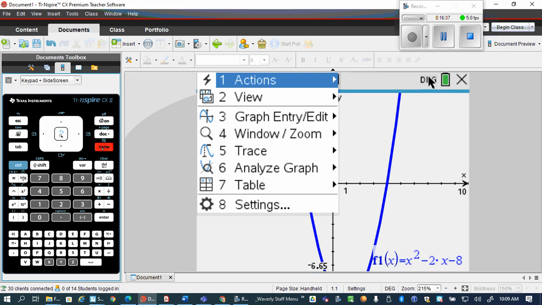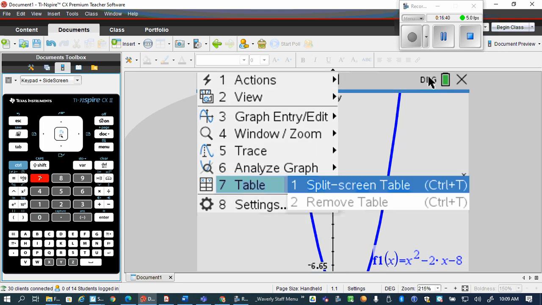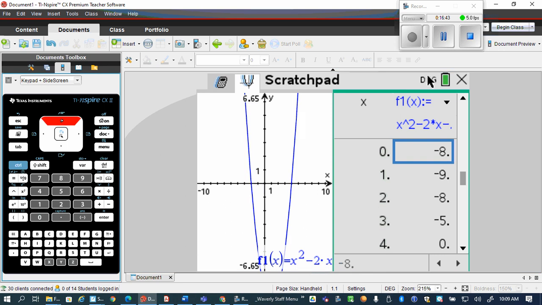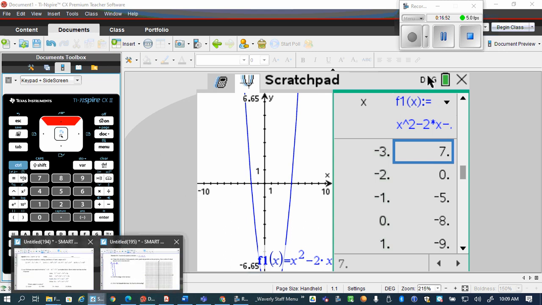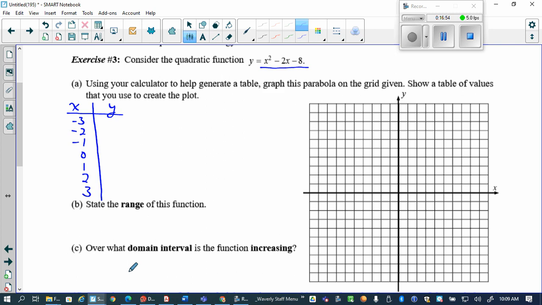Menu. Oh yes, table. Okay, so I want -3 to 3, right? It would be 7, 0, -5, -8. So let's do this here. So it's 7, 0, -5, -8 for 0. And look what happens. What do you notice about the table of values here? Where would be the turning point of this? 0, -8 would be the vertex of this, right?